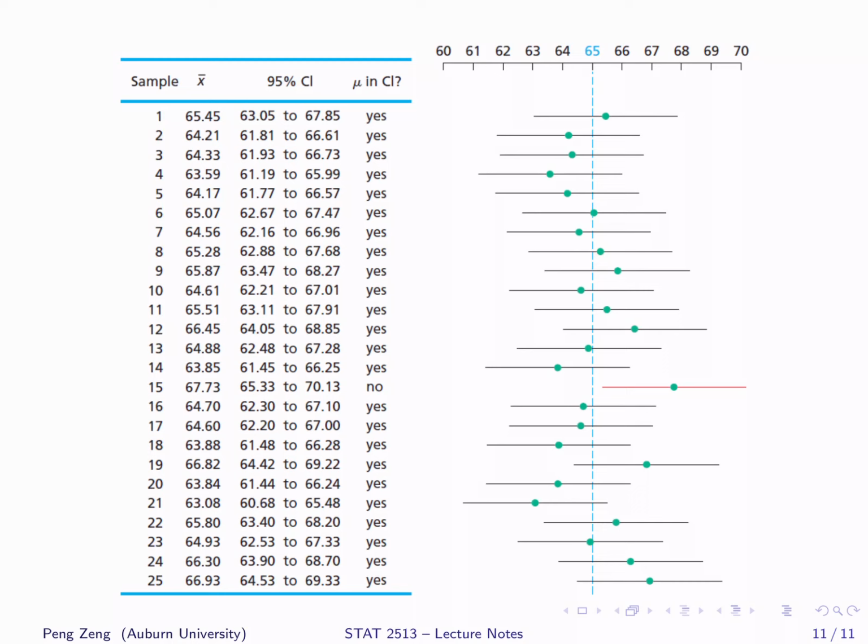We can see that most of these confidence intervals contain the true parameter mean 65. Only one interval does not contain 65. 24 out of 25 intervals, or 96% of intervals, contain the true population mean 65. Here, we only take 25 samples. If we increase the number of samples, we will observe that roughly 95% of these confidence intervals contain 65. This is the meaning of confidence level 95%.